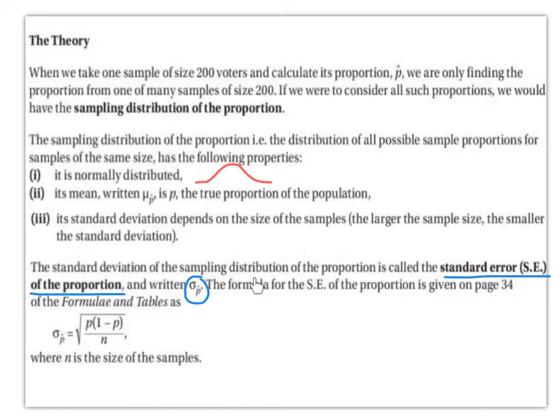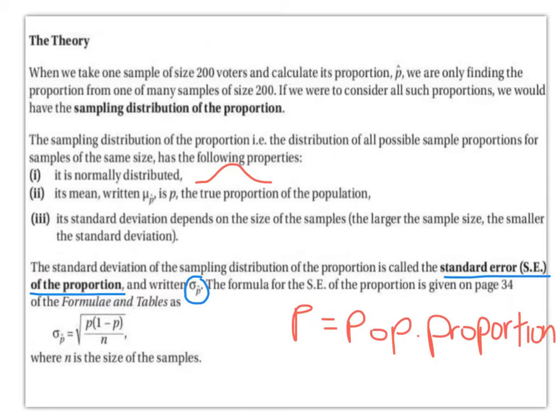The formula for the standard error of the proportion is given on page 34 of your formulae and tables. The standard error is equal to the square root of P times 1 minus P, divided by N, where P is equal to the population proportion and N is the size of the samples.